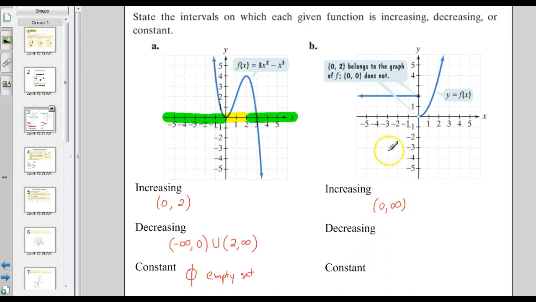Alright, it's never decreasing. There's never a place where, as we're moving left to right, the graph is going downhill, so we can have the empty set symbol there, or you can just write none. And then where is it constant?